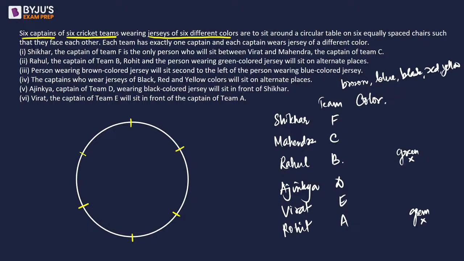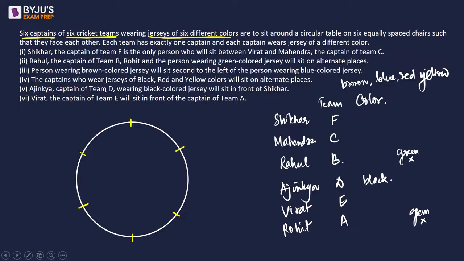In the 5th statement, Ajinkya, the captain, wears a black colored jersey. So Ajinkya wears black colored jersey. Okay, so let's remove black now, right? Because now we know where to place black. Okay, so we know the team. We know the captain's name of that team. We know the color for only one team, that is Ajinkya's team, and the color, right? We don't know the color of the remaining 5.